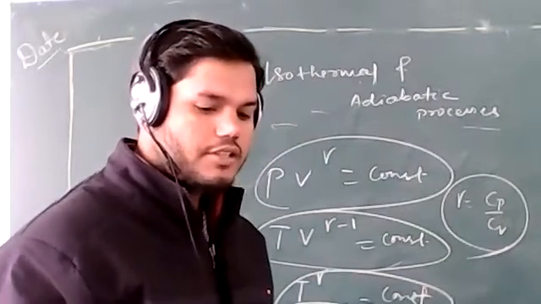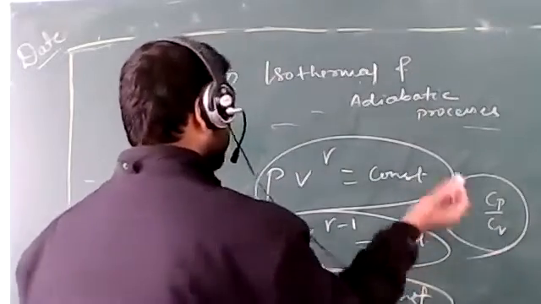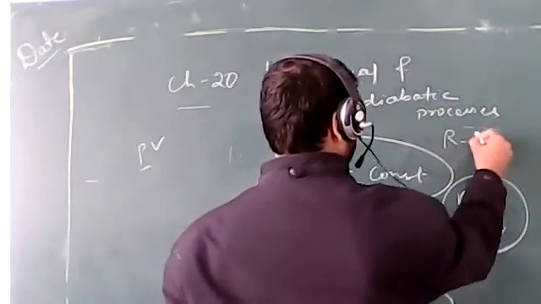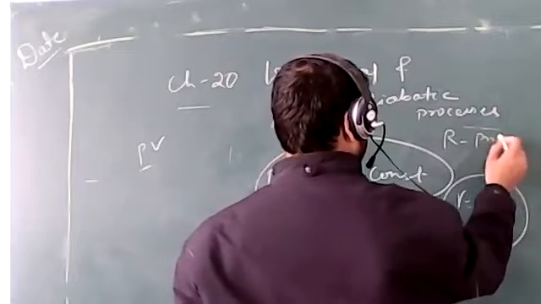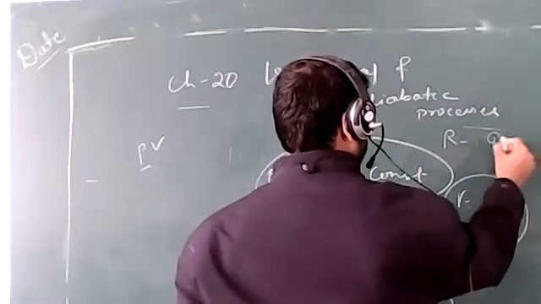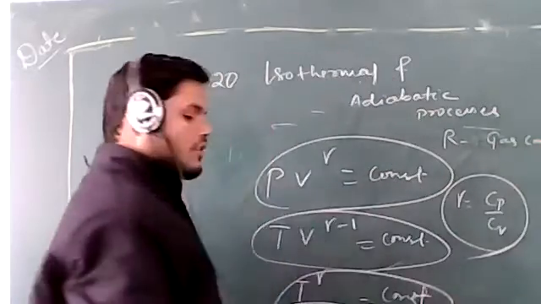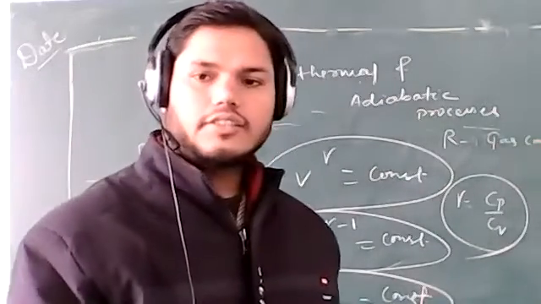And these are the three equations. And R is the proportionality constant, which is also called the ideal gas constant, or simply the gas constant. So these are the constants.